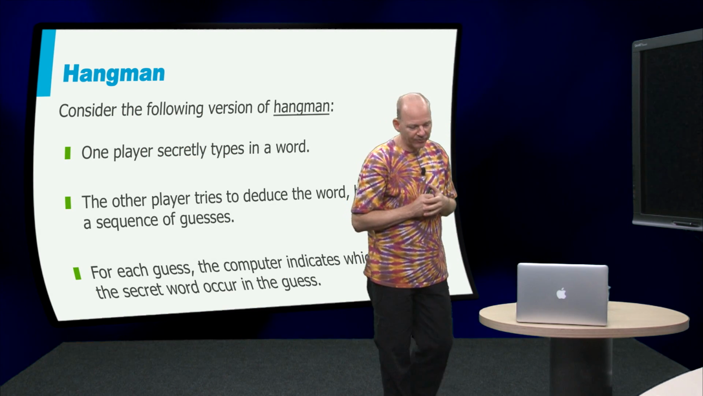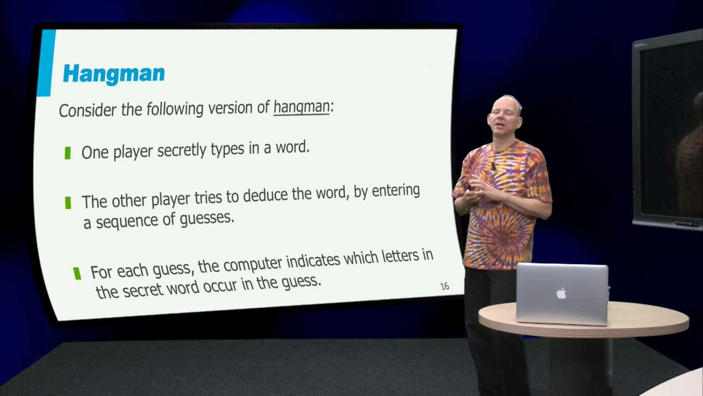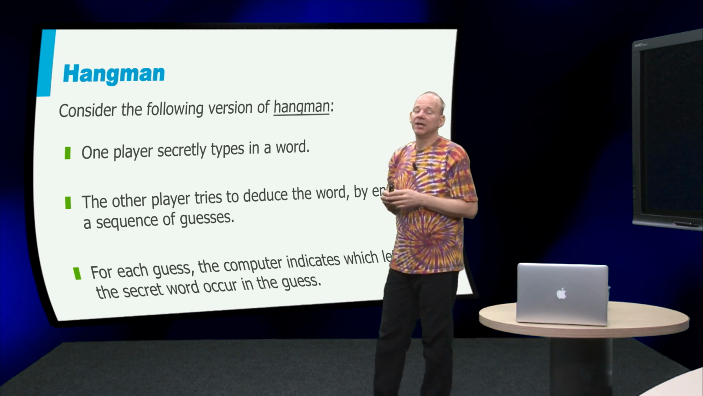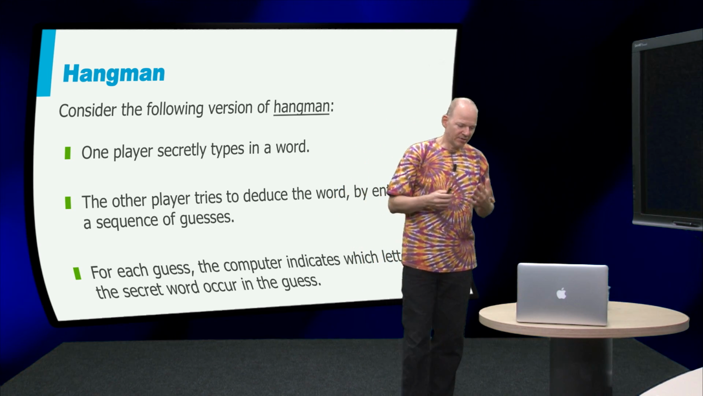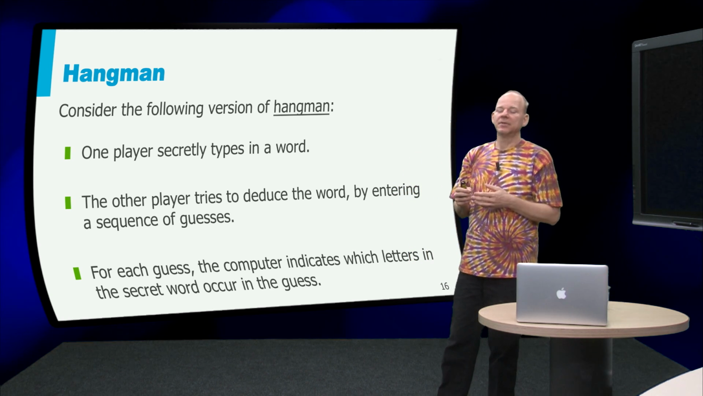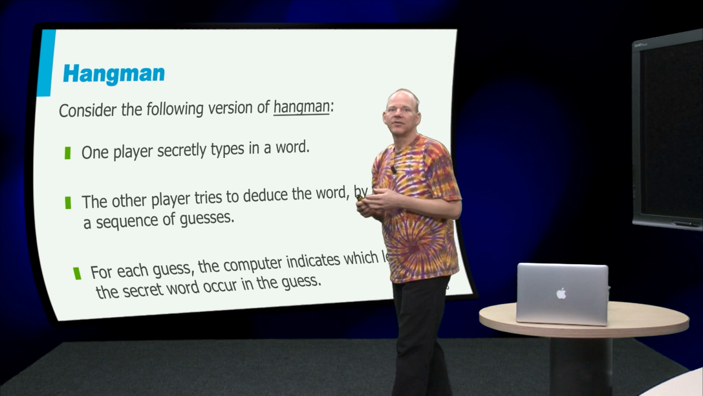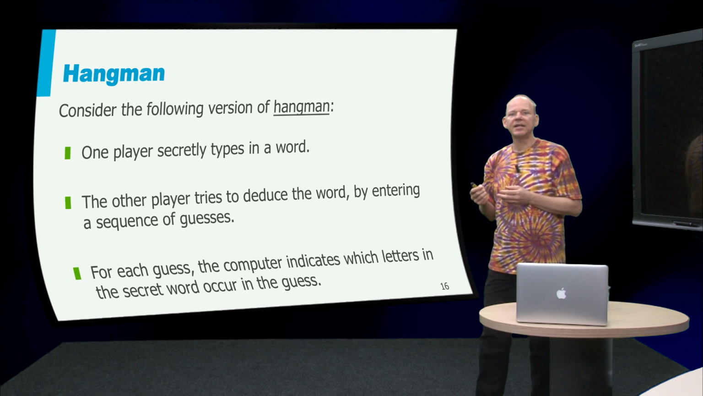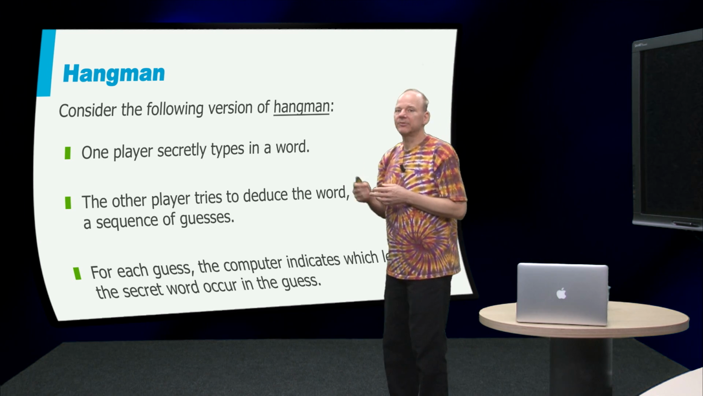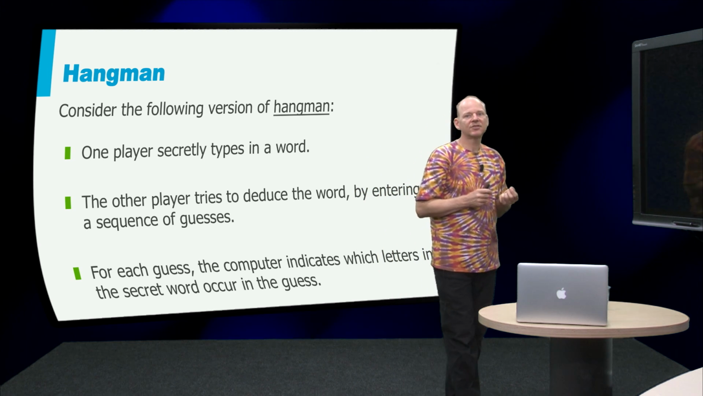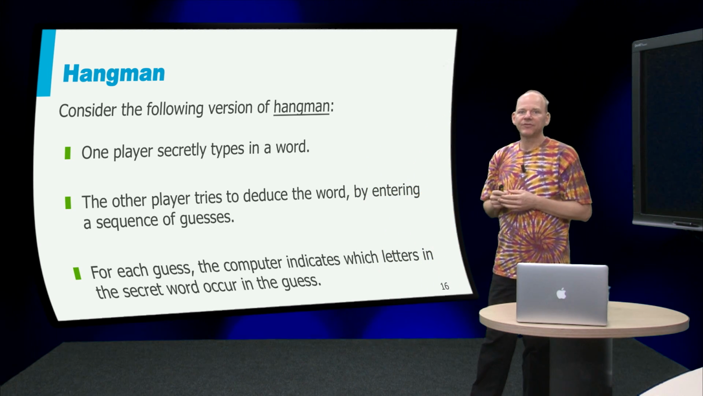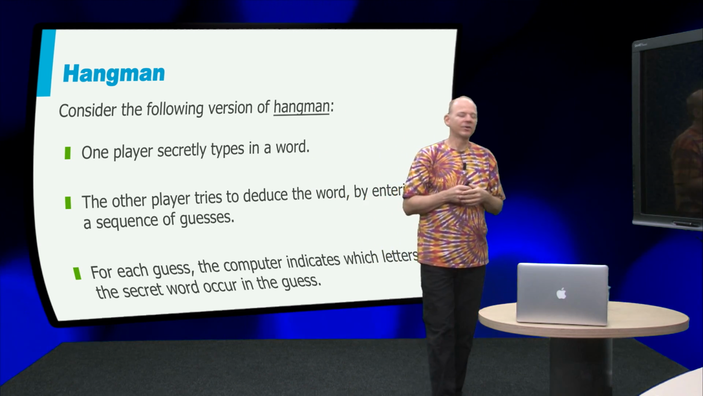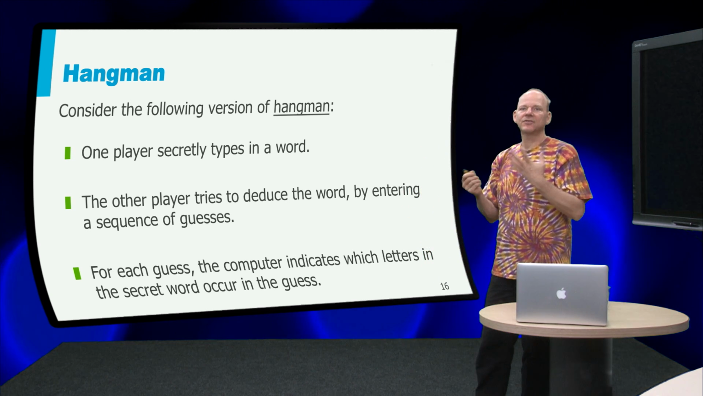And the example that we're going to do is a very simple version of the game of Hangman. And if you have never played Hangman, it's a popular game with kids. One person has a secret typed word, and then the other person has to try to guess the word by entering a sequence of guesses. For each guess, you will see which letters occur, and then, as you go on, you have to guess the word. So kids play this quite a lot, and it's kind of fun.